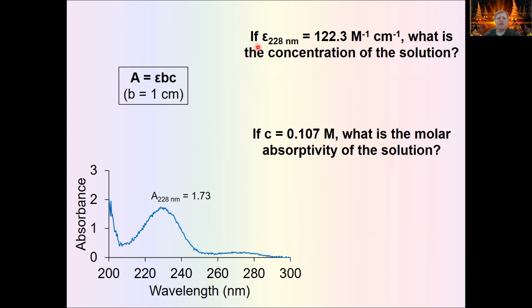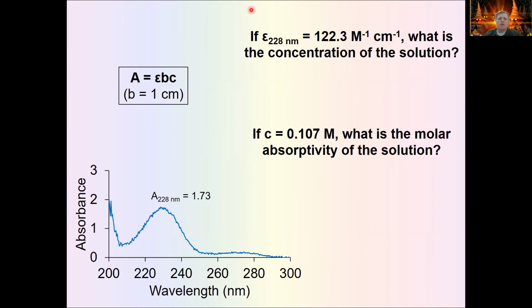With all that intro: if the epsilon, or the molar absorptivity, at 228 nanometers is 122.3 per mole centimeters, what is the concentration of the solution? And the second question is, if the concentration is 0.107 molar, what is the molar absorptivity of the solution? You have Beer's law here, and you have all the information you need to answer these two questions. So go ahead and pause the video and try to work through both of them.